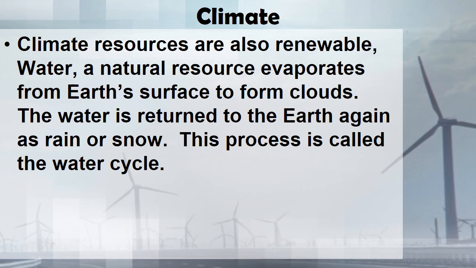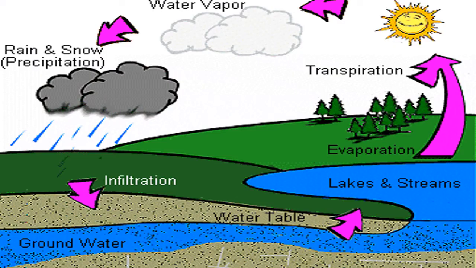Water, a natural resource, evaporates from the Earth's surface to form clouds. The water is returned to the Earth again as rain or snow. This process is called the water cycle. The water cycle.